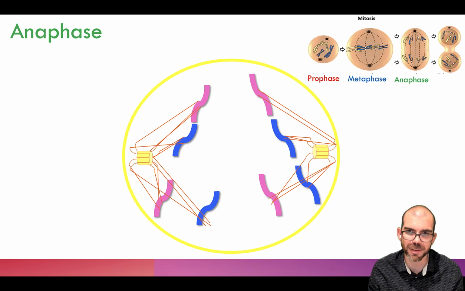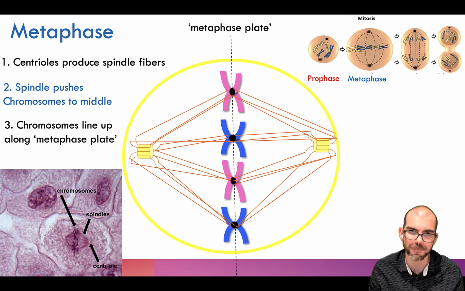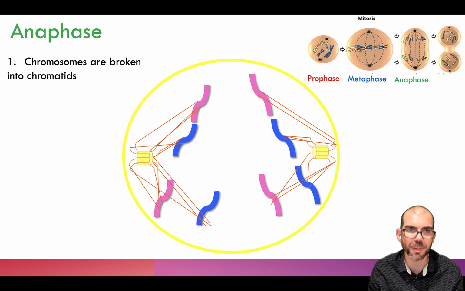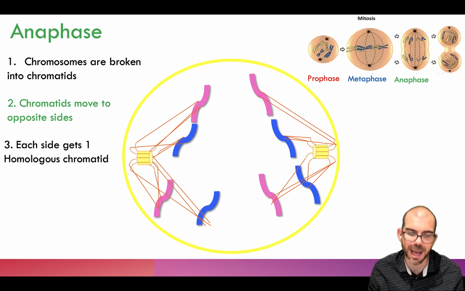Next up is anaphase, and I'm going to go back to metaphase again. Do you see what happened? All of the chromosomes have been broken apart into sister chromatids. Those chromatids are now going to move to opposite sides of the cell, and that makes it so that each new cell is now getting one homologous chromatid. Each side now has the same information. In this example, each side's getting 2 blue chromatids and 2 pink chromatids.